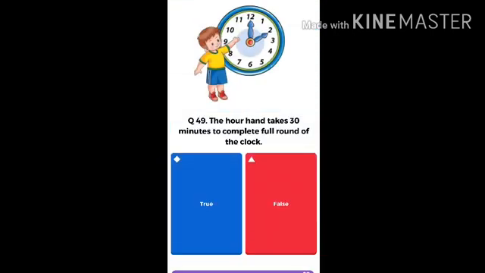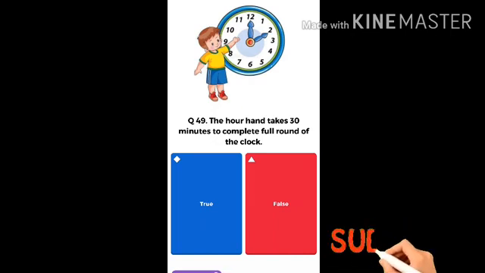The hour hand takes 30 minutes to complete full round of the clock. Full round of the clock is equal to 60 minutes. So hour hand takes 60 minutes to complete the full round of the clock. So the statement is false.